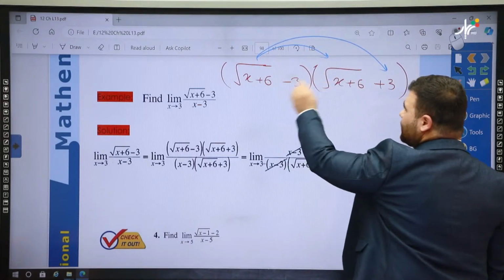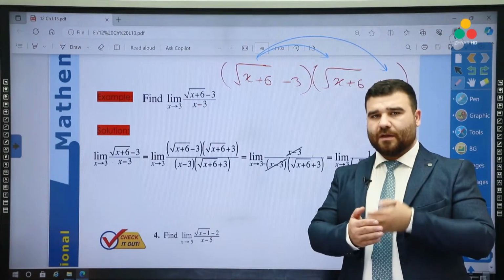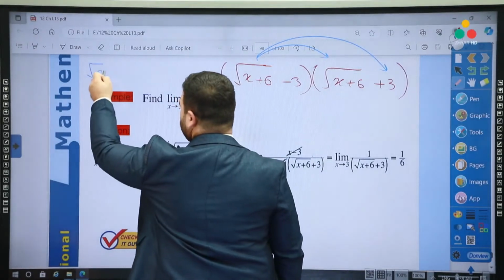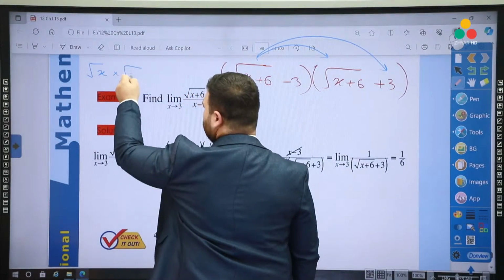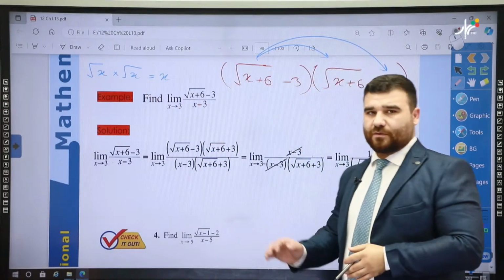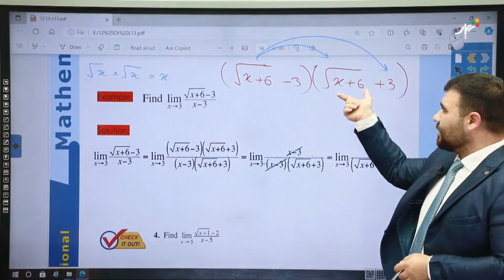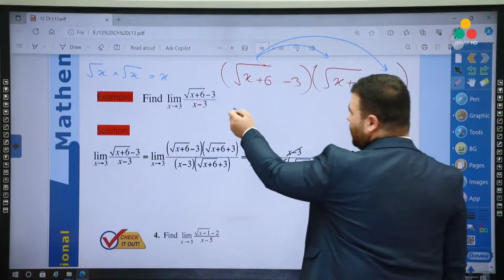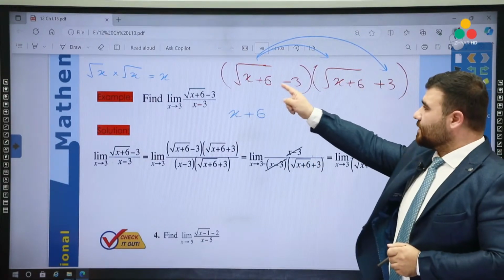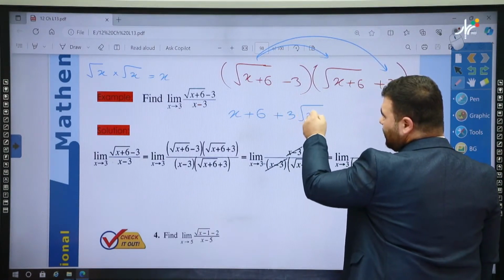If I multiply two terms that are the same and both under a square root, the square root will be cancelled. For example, if I multiply square root x by square root x, the result will be x. Same thing is true for x plus 6. If I multiply square root of x plus 6 by square root of x plus 6, the result will be only x plus 6. Square root of x plus 6 times 3 will be positive 3 square root of x plus 6.